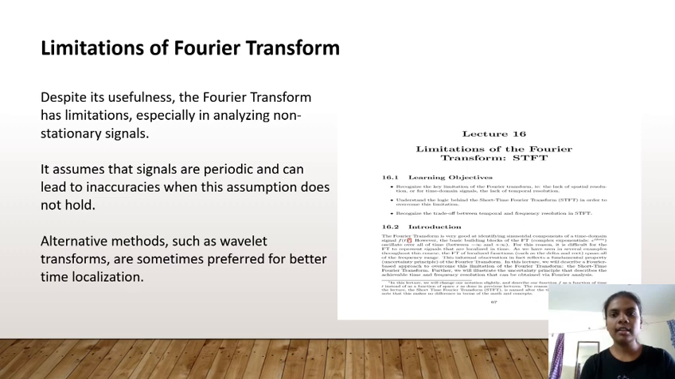There are some limitations for Fourier transform. Despite its usefulness, the Fourier transform has limitations, especially in analyzing non-stationary signals. It assumes that signals are periodic and can lead to inaccuracies when this assumption does not hold. Alternative methods such as wavelet transforms are sometimes preferred for better time localization.